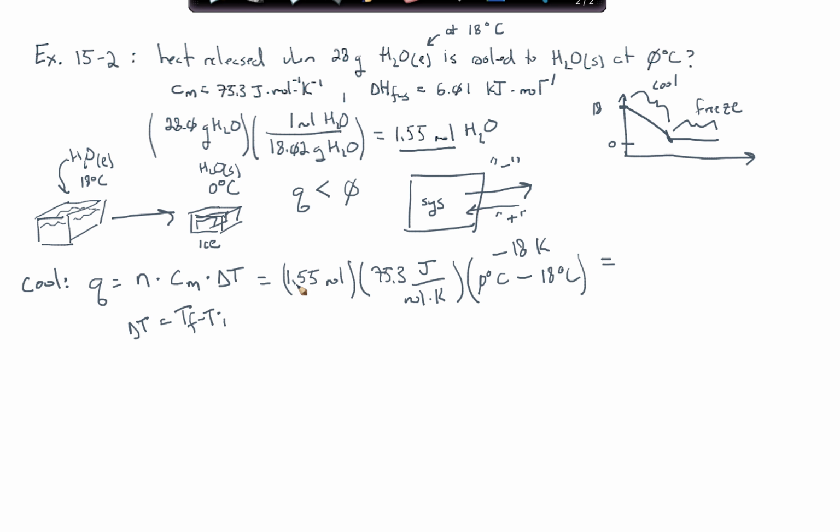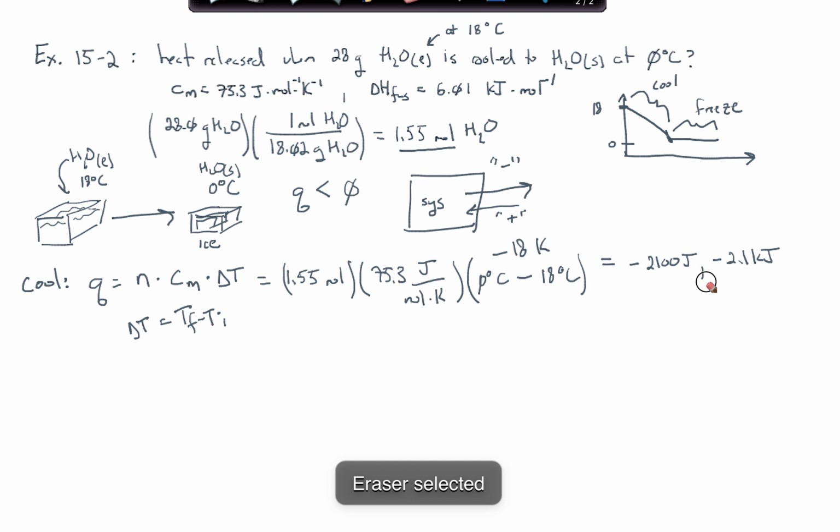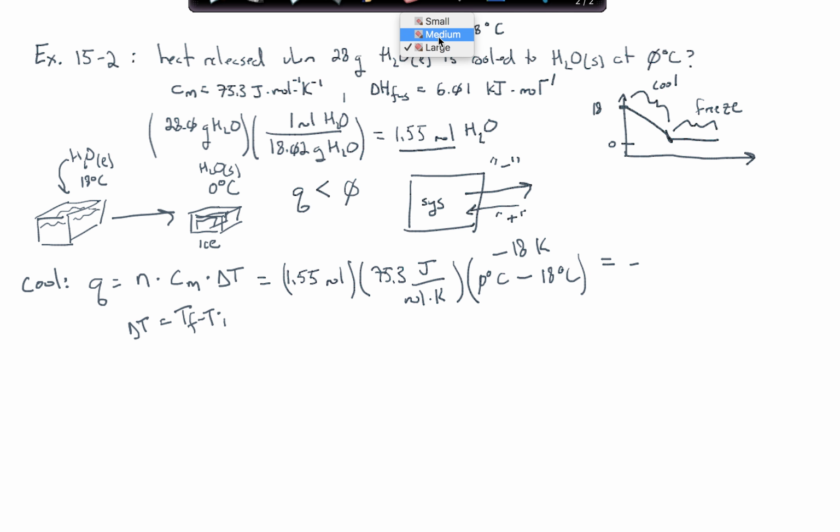So we plug this into our calculator, and what we get is minus 2100 joules, or minus 2.1 kilojoules. Minus 2100 joules, and that's the same thing as minus 2.1 kilojoules. Okay, so that's the first part. That's the energy associated with the cooling.